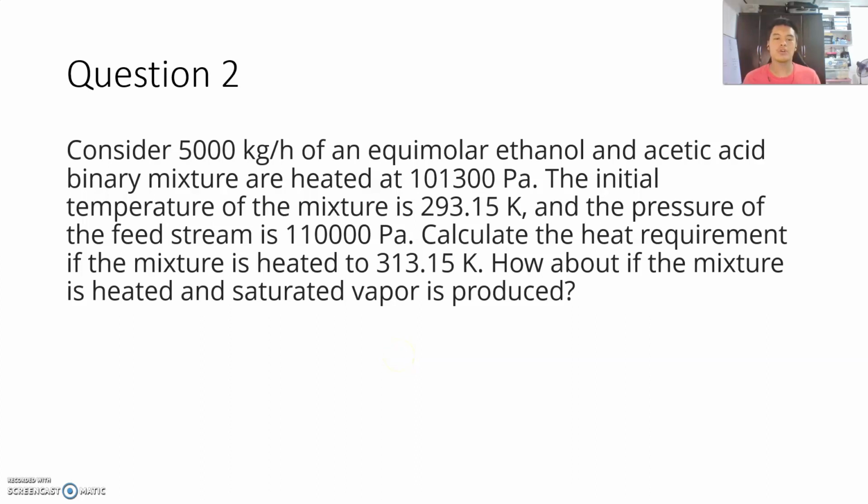Consider 5,000 kg per hour of an equimolar ethanol and acetic acid binary mixture heated at 101,300 pascals. The initial temperature of the mixture is 293.15 Kelvin and the pressure of the feed stream is 110,000 pascals. Calculate the heat requirement if the mixture is heated to 313.15 Kelvin. How about if the mixture is heated and saturated vapor is produced?